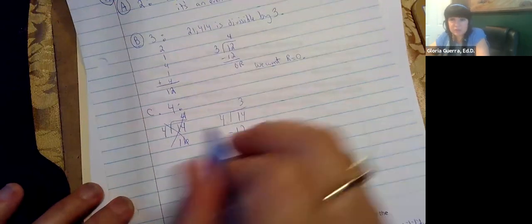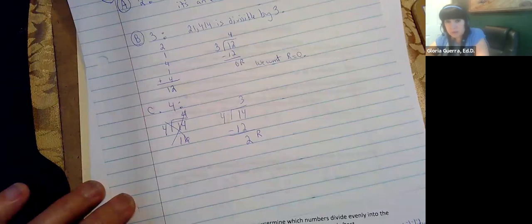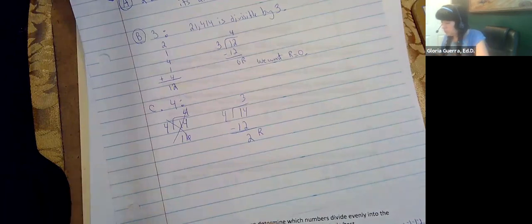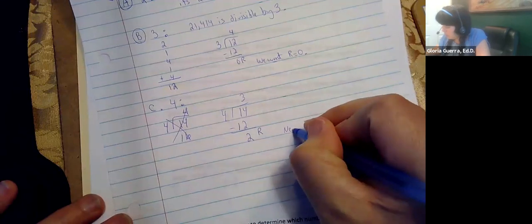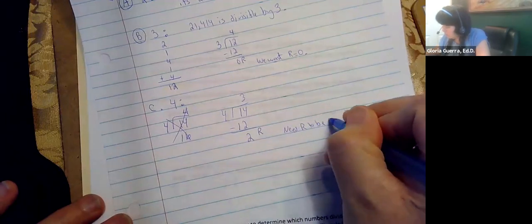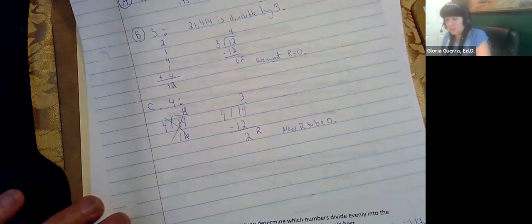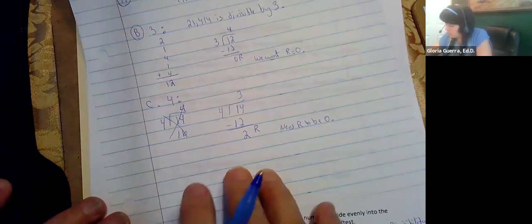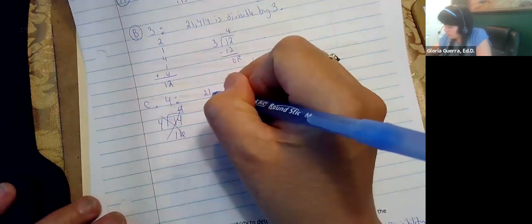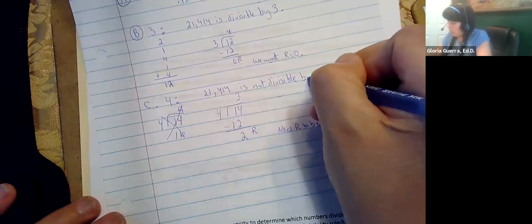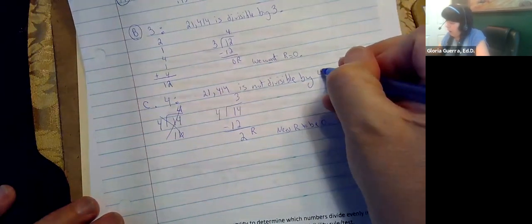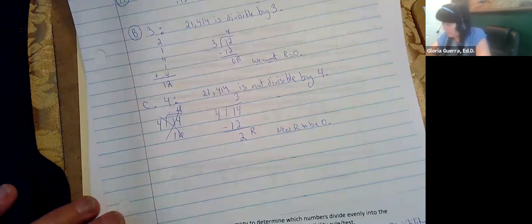So you're not going to add a decimal and a whole bunch of zeros. You're okay with leaving it. Right here, the remainder is 2. So that's not good. You needed R to be 0. And that's fine. Not everything is divisible. So you want to say 21,414 is not divisible by 4. Okay.